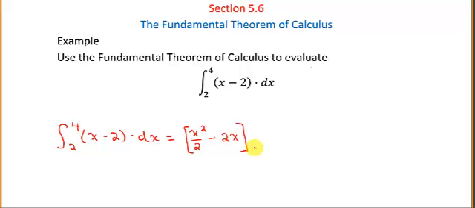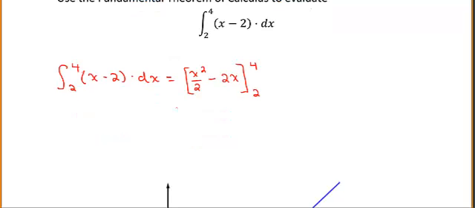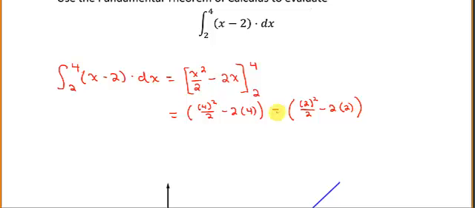So I put it in square grouping symbols. Write the lower limit 2 at the bottom, the upper limit of integration 4 at the top. And now recall what this means. This means evaluate it first at 4. So that would be 4 squared over 2 minus 2 times 4. Then evaluate it at 2. That'd be 2 squared over 2 minus 2 times 2. And then remember, after we evaluate it, subtract the value at the upper limit 4 minus the value of the lower limit 2.